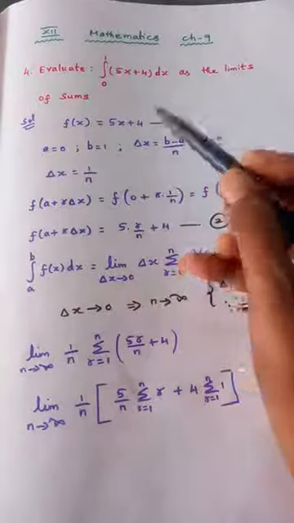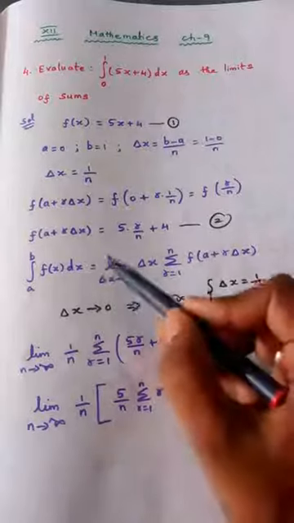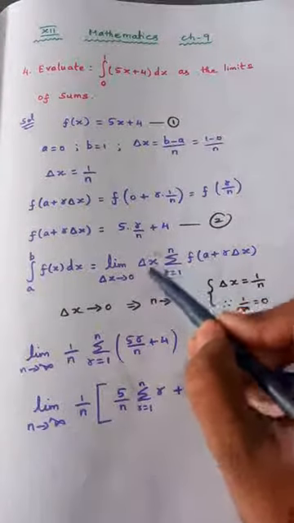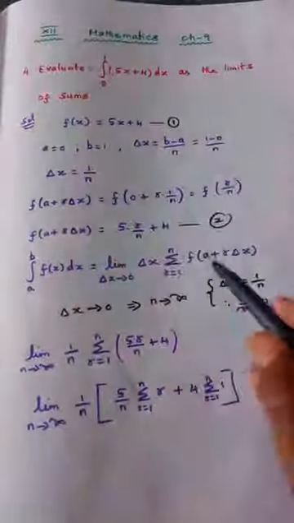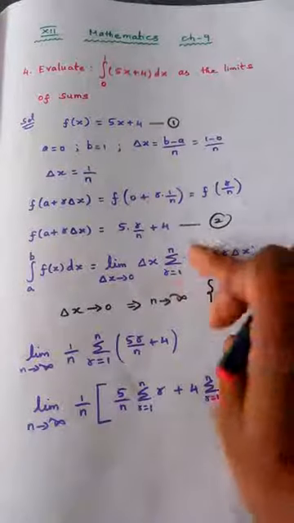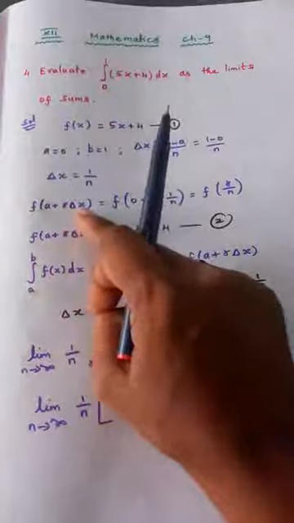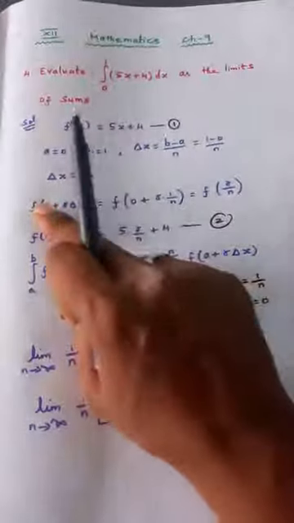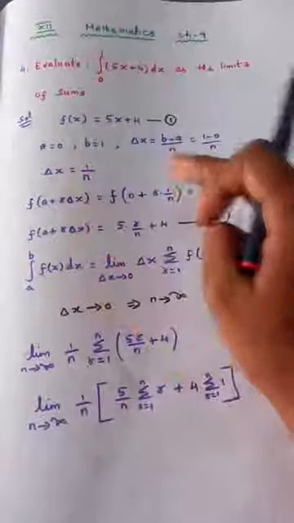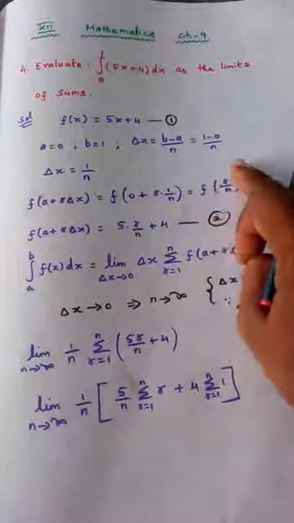Now you just have to remember the limit formula. This is the limit formula that I have written here: the limit delta x goes to 0, delta x. We found delta x. Then, going through the formula, we have f of a plus r delta x. This is what I want to find next. So I am writing f of a plus r delta x is equal to f of a, whose value is 0, plus r into delta x, whose value is 1 by n. Since a is 0, it reduces to f of r by n.